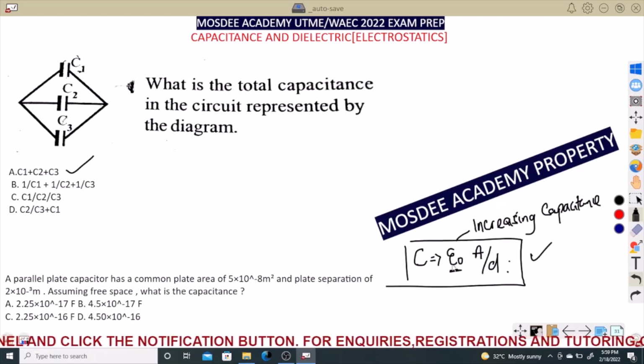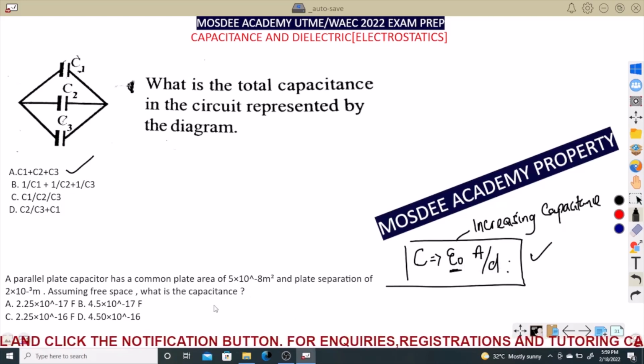For a parallel plate capacitor, this is what we use. Capacitance is equal to epsilon naught, dielectric, A divided by d, the area of the plate over the distance of separation. So use this to solve this. You are looking for capacitance. You are given every other thing you need to know.